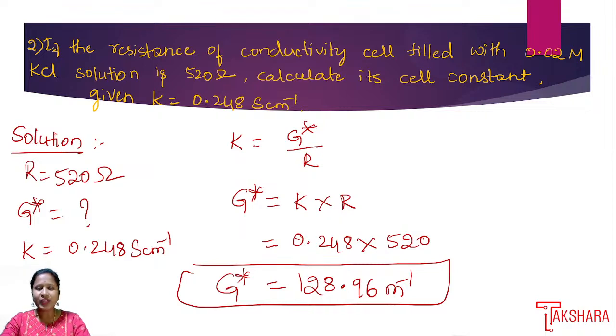So this is the answer for this question, that is the resistance of the conductivity cell filled with a 0.02 molar KCl solution. The specific conductivity value is given, and the resistance value is given. Its cell constant value is given, that is K is equals to 0.248 Siemens per centimeter. By using all those values we can calculate the G star, that is the cell constant.